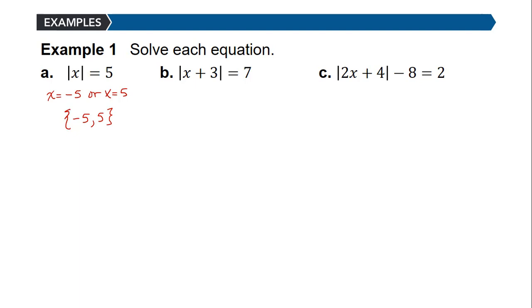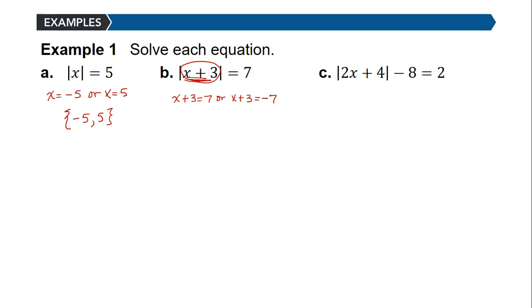What about the absolute value of x plus 3 equals 7? So the absolute value bars are isolated. We're thinking about what does the number inside have to be so that its absolute value is 7? Well, that number inside can either be positive 7 or it can be -7. Right, we have to set the expression inside equal to plus or minus 7.